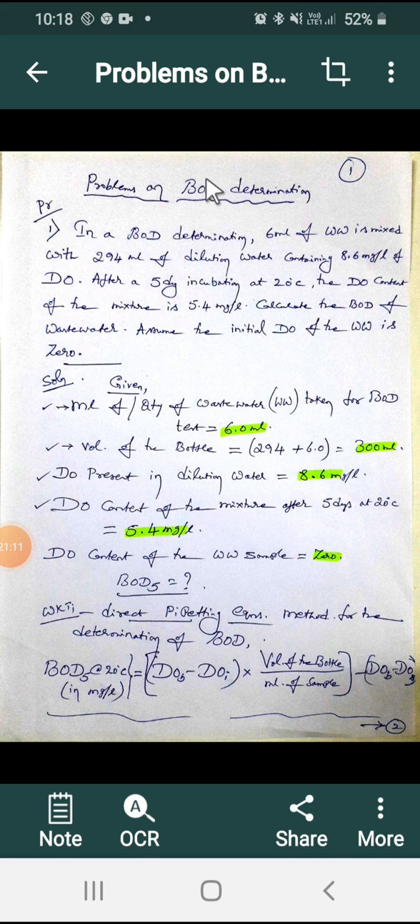Yes, the problems on BOD determination. In this problem we can solve very easily what is the amount of BOD with respect to these given values. Now, how to conduct this experiment is very important. In the last class we studied BOD determination using a direct method and a dilution method by using those equations. Now how to solve the problem, let us explain one by one.